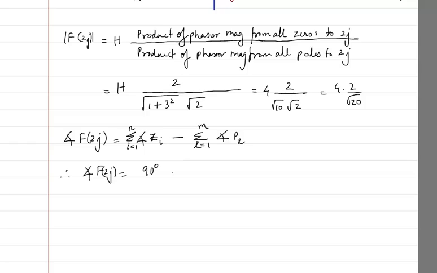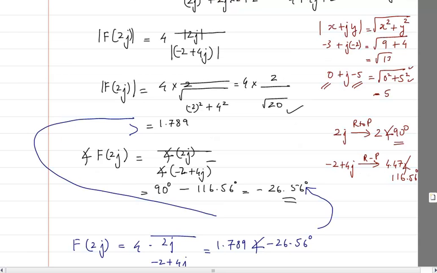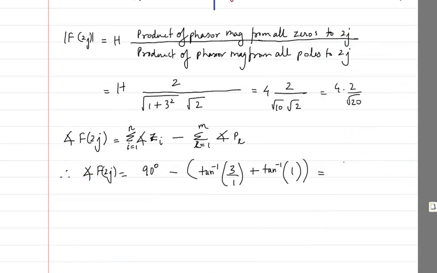So 90 degree minus, what is the summation of the angles? One of the angles is tan inverse of 3 by 1 plus tan inverse of 1 by 1, which will actually give me the same angle which I had got previously, which was minus 26.56. You can do this. You will see that it is going to be minus 26.56 degrees.